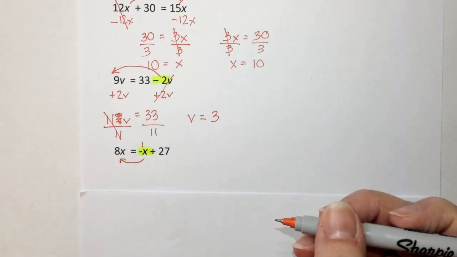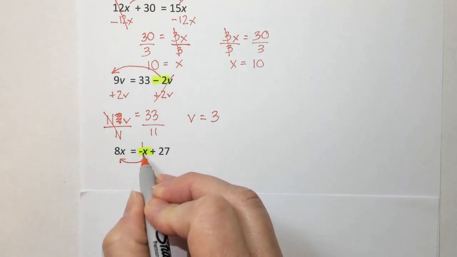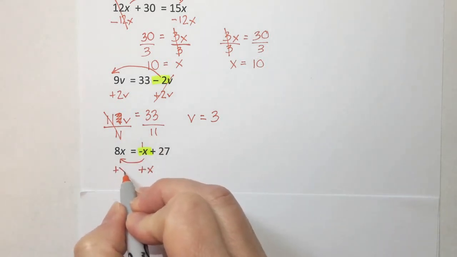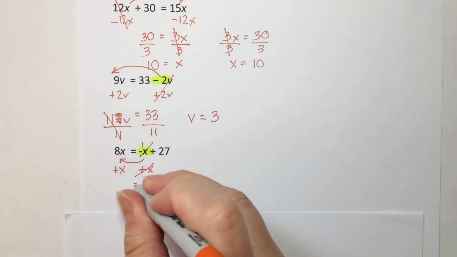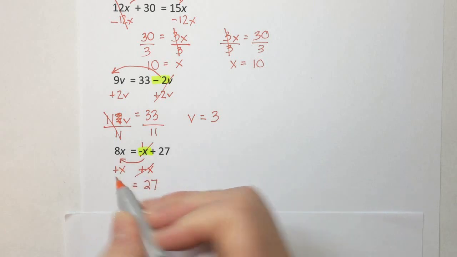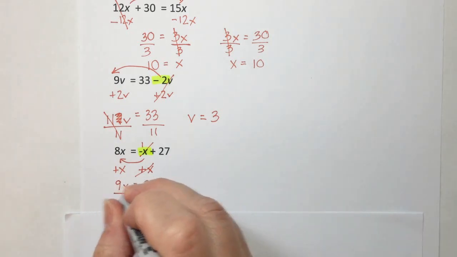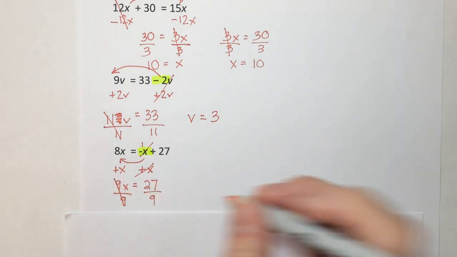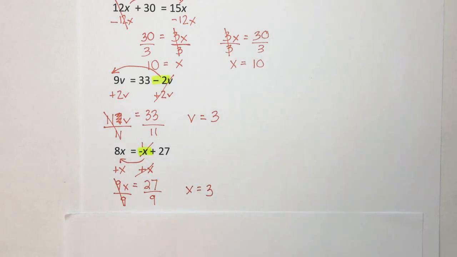And how do I do that? You can't subtract x because that wouldn't be doing the opposite. The opposite of subtracting x or having a negative x is to add x or have a positive x on each side. That allows this to cancel with this. So on the right of the equal sign, I just have my 27, and I have 8x plus 1x, which would be 9x. This is multiplication, so do the opposite and divide both sides by 9. 9 over 9 cancels, and I'm left with x equals 27 divided by 9, which is 3. Very good.